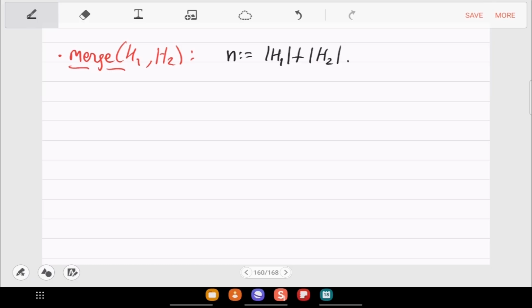For this, can you use insert? Can you use the insertion subroutine to merge h2 into h1? So basically extract min from h2 and then insert it in h1, right? So you can do this repeatedly. What will be the time?